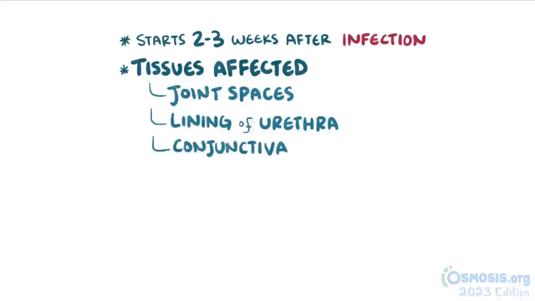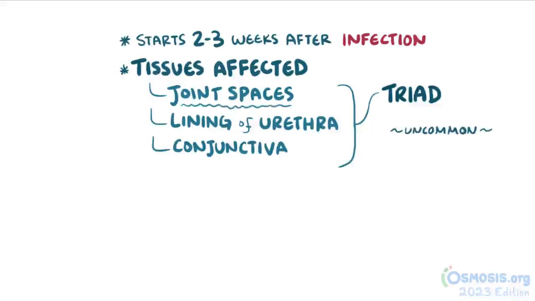In fact, when all 3 of these tissues are affected, meaning the joint spaces, the urethra, and the conjunctivae, that causes a triad which associates arthritis, urethritis, and conjunctivitis. However, this triad is very uncommon, and usually only the joint spaces are affected. Other tissues that are sometimes involved include the cervix in women and the pericardium of the heart.